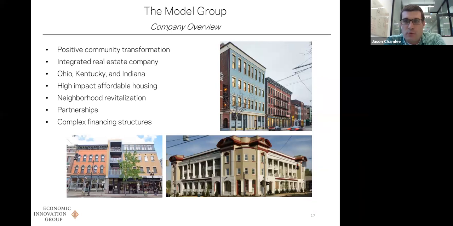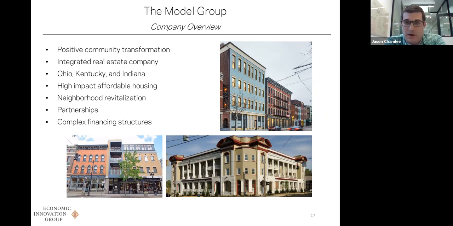Really the two ways that we carry out our mission are through high impact affordable housing and what we call neighborhood revitalization, which often is, as you see in some of these photos, historic main streets, places that once were vibrant, lively, and built to be centers of communities, and have since been, for a variety of reasons, vacant, blighted, hollowed out. And so we are excited to bring life and energy back to those places.